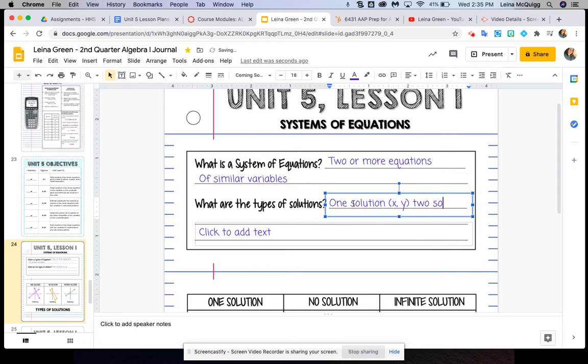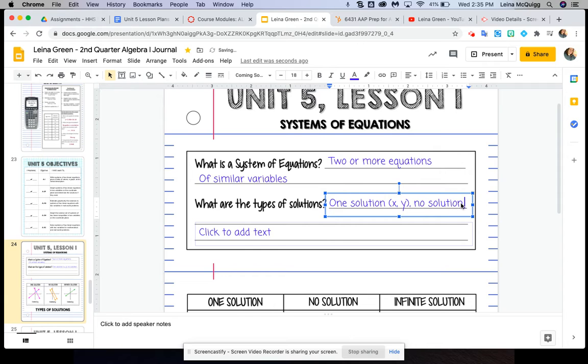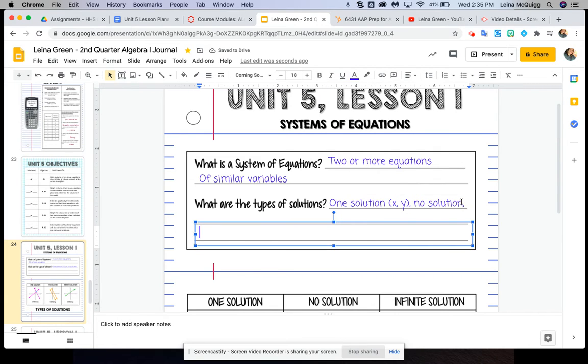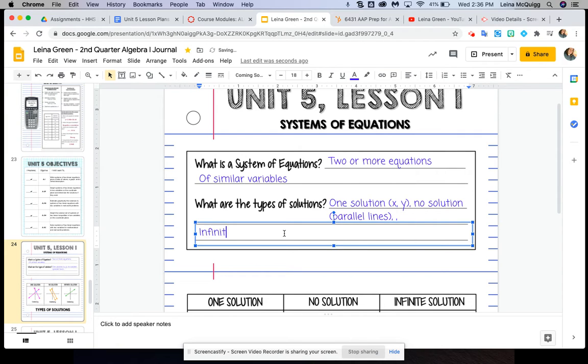Oh, I'm sorry. What am I thinking? Sorry. One solution. We can have no solution. Let me put a comma here. No solution. So this would look like they don't cross at all. These two lines do not intersect at all. Actually, let me put in parentheses here. This would look like parallel lines. You have parallel lines, and there's going to be no solution there. And then you can have infinite solutions. And this is going to look like two lines that are exactly the same.